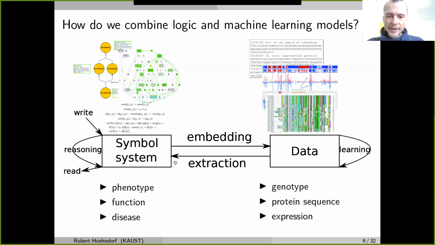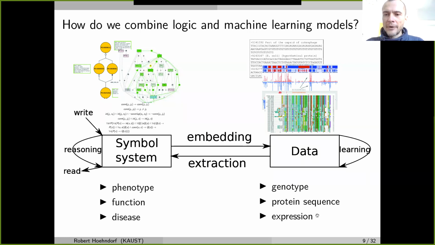And the second direction is the extraction direction, where we can formulate the outcomes or the decisions of a machine learning model symbolically, so that we can reason over it and determine the consistency of this prediction with what we know to be true in our domain.